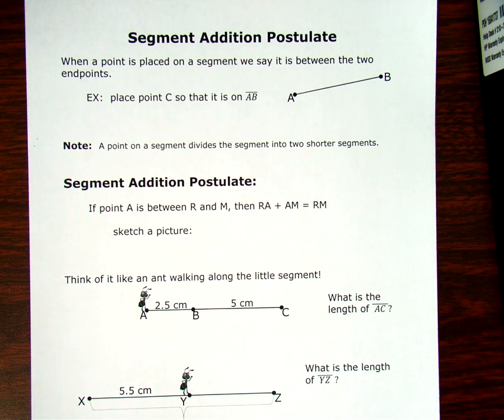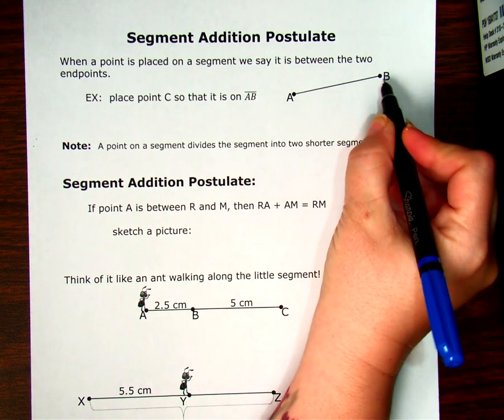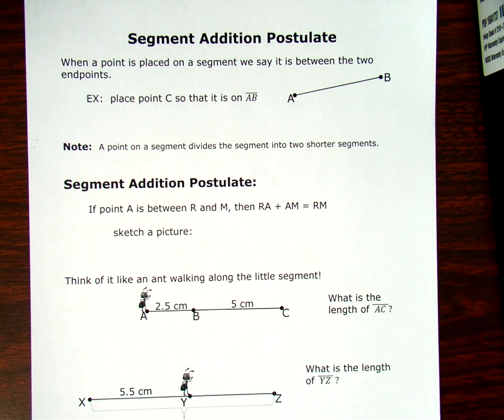Hi, today we're going to look at the segment addition postulate. Recall a segment is part of a line that has two endpoints. It doesn't go past there. There is an invisible line that would extend through, but when we're talking about the segment, we're confined to those two endpoints. When a point is placed on the segment, we say it's between the two endpoints.